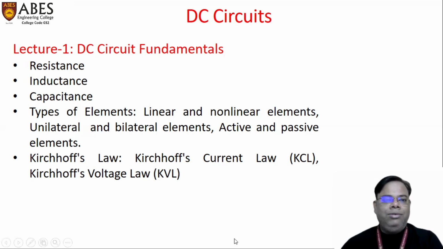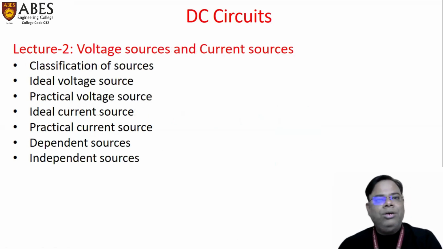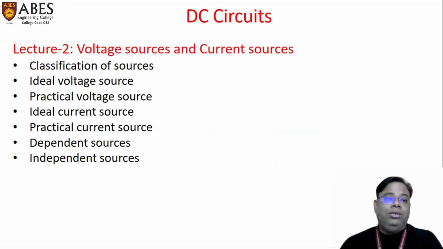After that, in our lecture number 2, we will talk about the various types of sources. What is a source? And after that, how the sources can be classified into various categories. You can say classification of sources. In the classification, we will cover ideal voltage source and practical voltage source, and then ideal current source, and then practical current source. After that, we will talk about the dependent sources and independent sources.